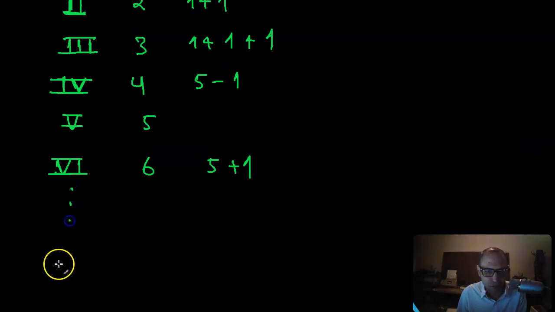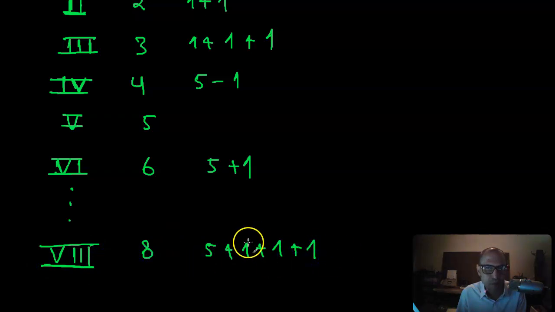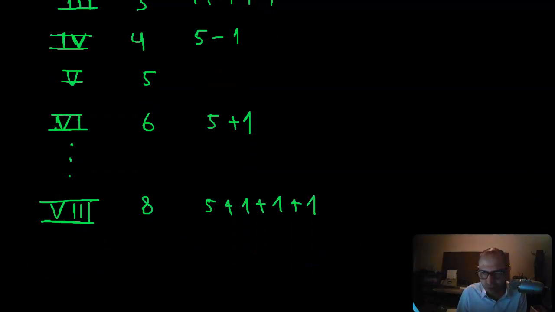You can go all the way up to, for example, an 8, which is a 5 and 3 ones. That's an 8, which is 5 plus 1 plus 1 plus 1, right? 5 plus 3 is equal to 8. But then, as mentioned before, you cannot use 3 of the same characters one after the other, which means that 4 of them you are not allowed to use, which means that you cannot do this. This you cannot do as a 9, basically.